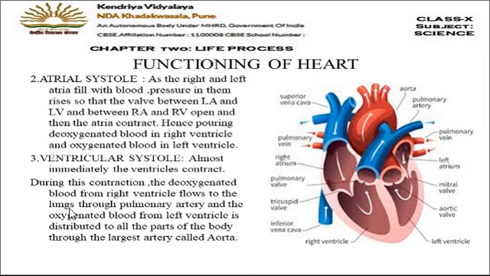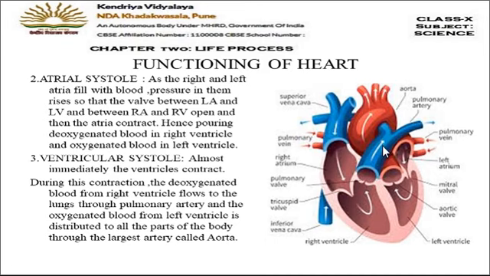The deoxygenated blood from the right ventricle flows to the lungs through the pulmonary artery. You can see here, this is the pulmonary artery, blue colored. Okay, this is the exception. All the arteries carry oxygenated blood, but this one will carry deoxygenated blood. So from here, the blood will enter this blue colored pulmonary artery.